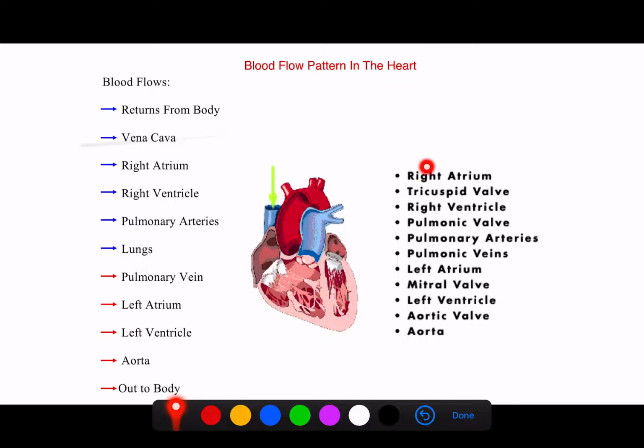It's going to go to the lungs, which would be here. It's going to pick up that oxygen, and then it's going to come back around because of pulmonary circulation, come back into the heart through the pulmonary veins, into that left atrium, the left ventricle, and then out the aorta to all of the cells of your body.